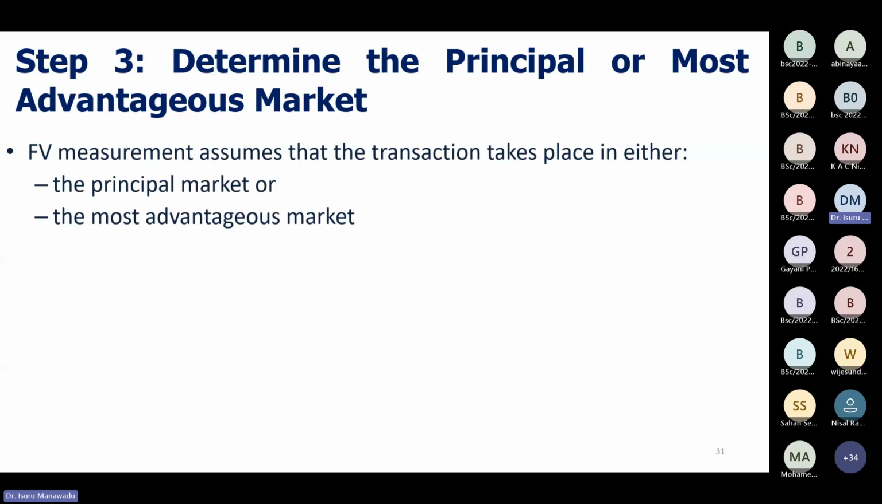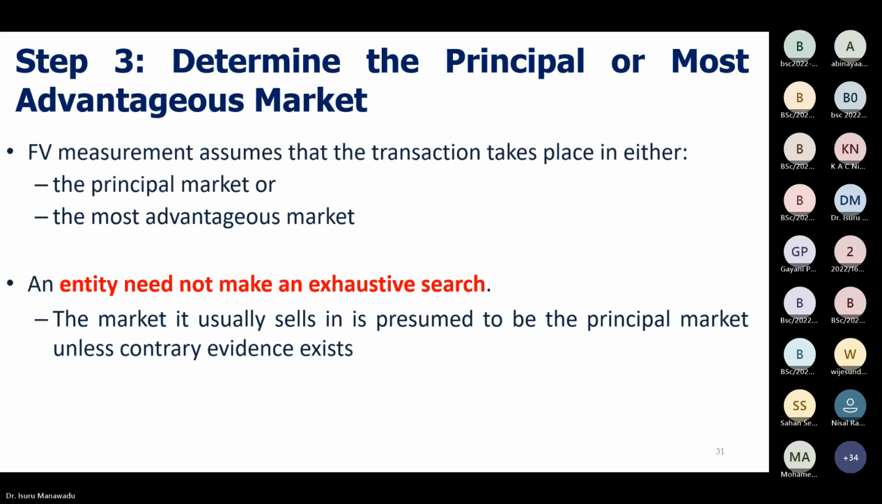Right. Then we'll talk about the third step. Determine the principal or most advantageous market. You know how to do that. Principal market is based on the highest volume. Most advantageous market should be determined in the absence of volume data. We can identify the most advantageous market by deducting transaction cost and transport cost from the selling price of the respective markets. Right.